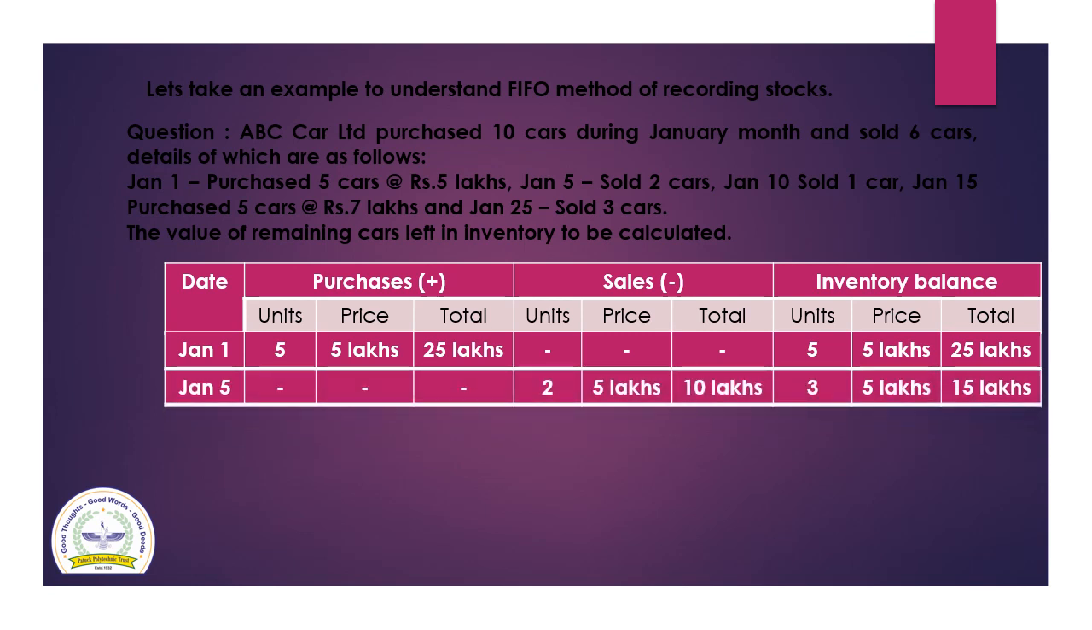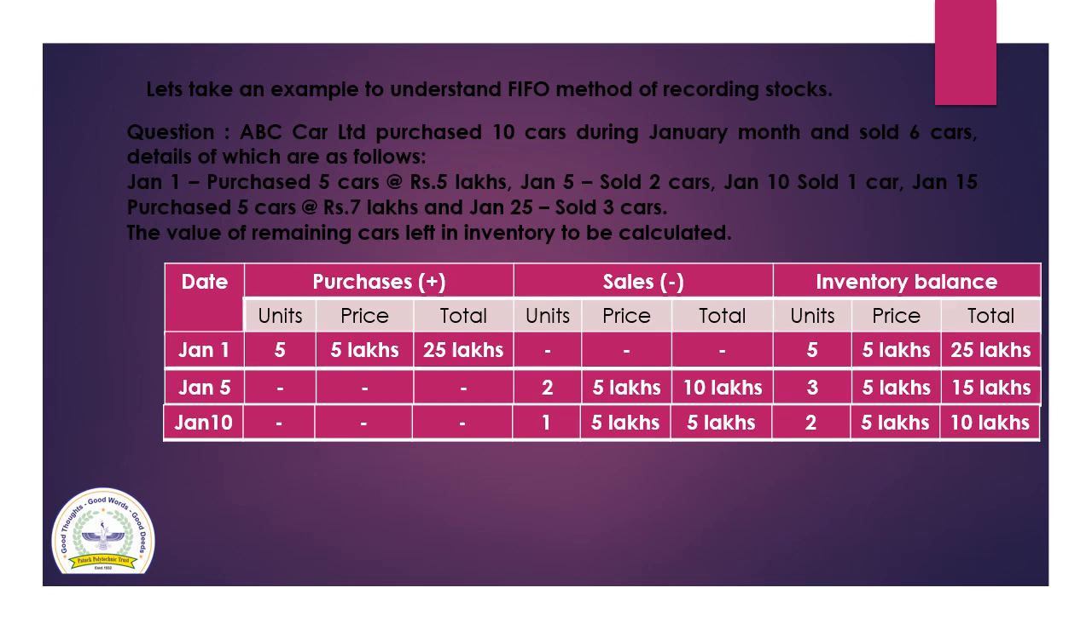Moving ahead to the next transaction, 5th Jan, they have sold 2 cars. So we will not record anything in the purchase column, and in the sales column we are going to record 2 units, that means 2 cars of 5 lakhs each, and total cost will be 10 lakhs. 2 into 5 comes to 10 lakhs. In the inventory we are remaining with 3 cars because out of 5 we have sold 2 cars. So 3 cars with 5 lakh rupees each, the total cost comes to 15 lakh.